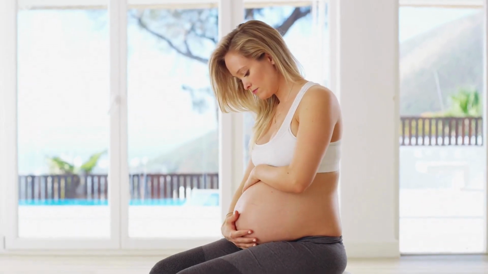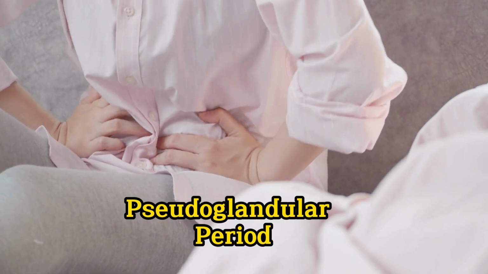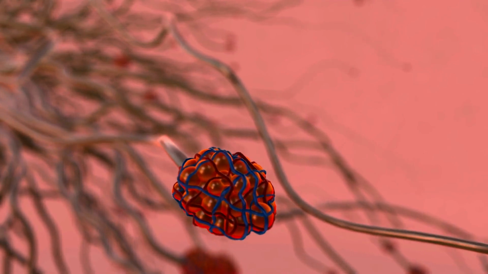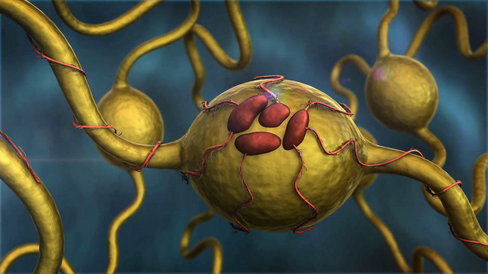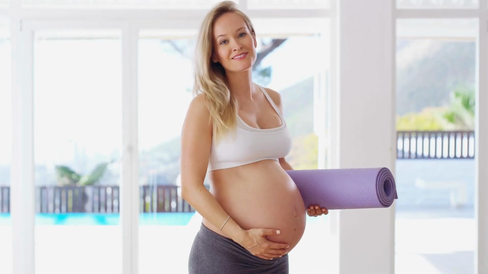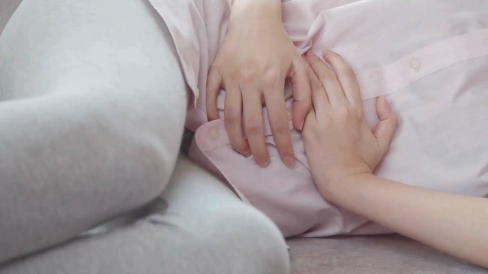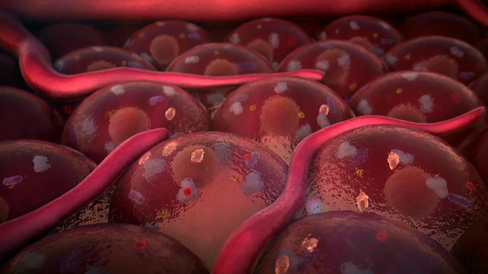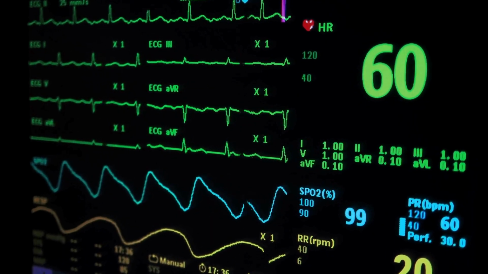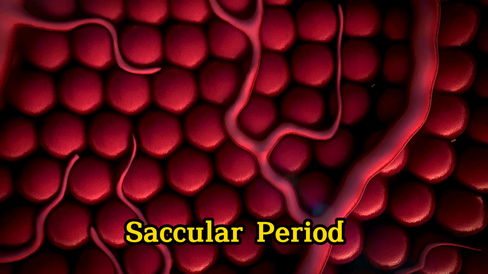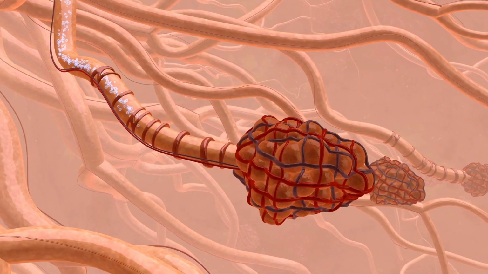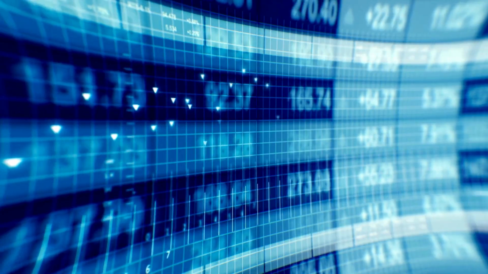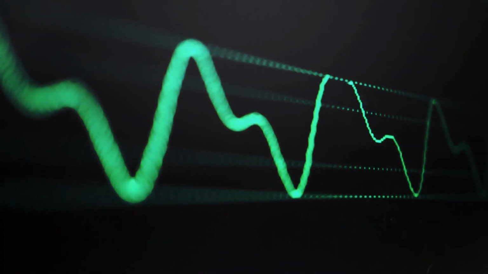As pregnancy progresses, the pseudoglandular period comes into play during the first trimester. During this phase, the bronchioles further subdivide into smaller airways and gland-like structures begin to take shape. The second trimester introduces the canalicular period, characterized by an increase in the number of alveoli and the development of capillaries surrounding these vital structures. Late in the second trimester, the saccular period sees the formation of primitive alveoli. However, these nascent alveoli are not ready yet for gas exchange, signaling that development is still in progress.